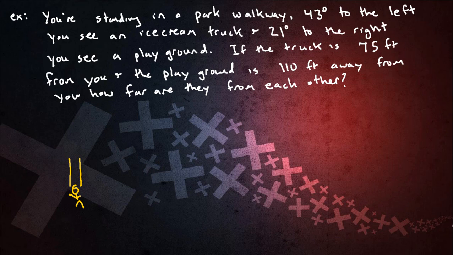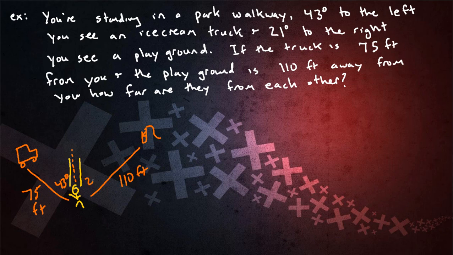All right, so 43 degrees to the left, you see a truck. Here it is. There's the ice cream truck. And that was 43 degrees to your left. So this would be like the center. And then it says that the truck was 75 feet away from you. So 75 feet. And then it says to your right, you have a playground. So draw a slide. There's the playground. And that's 110 feet away from you. And the angle to your right is 21 degrees.